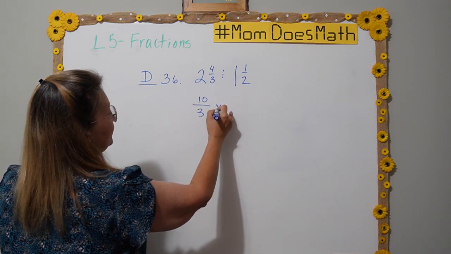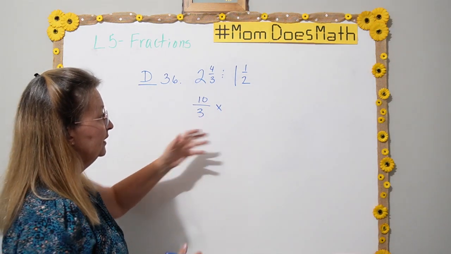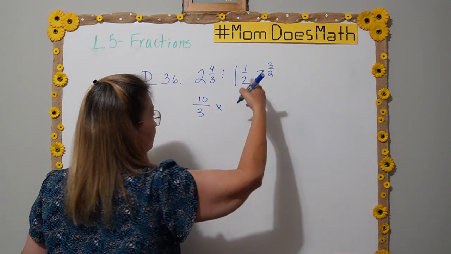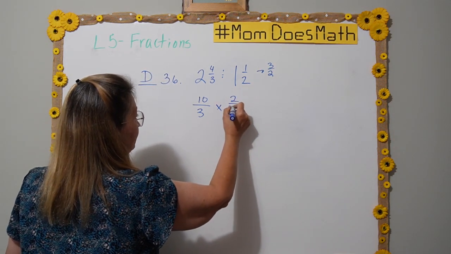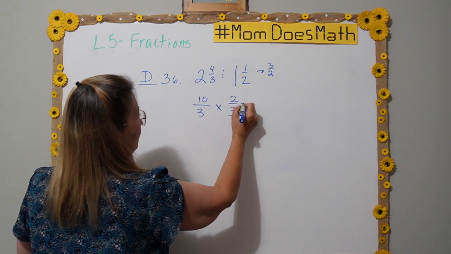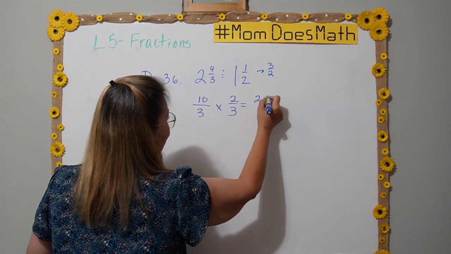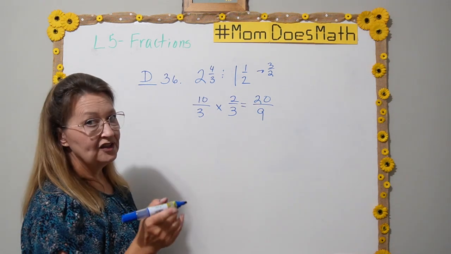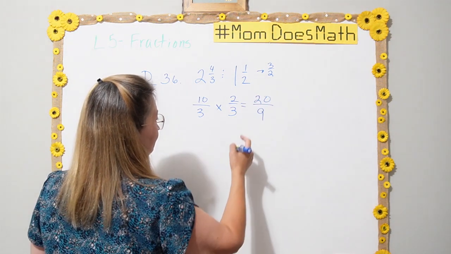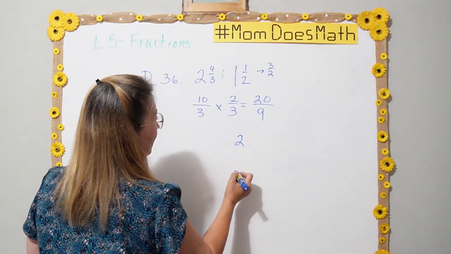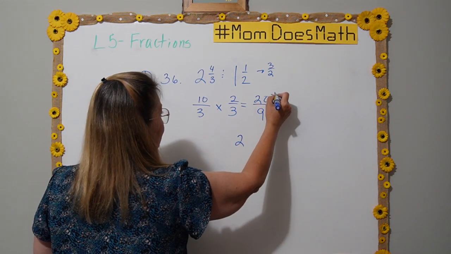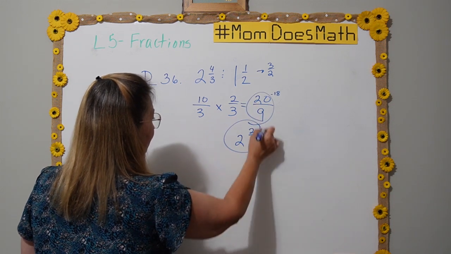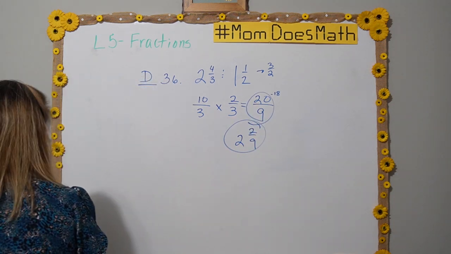All right, I'm going to go ahead and change this to times, and then we'll flip it. 2 times 1 is 2, plus 1 is 3. So this is actually 3 halves, and when I flip it, it's going to be 2 thirds. All right, 10 times 2 is 20, over 3 times 3 is 9. It won't reduce down, but I can change it to a mixed number. How many times will 9 go into 20? 2 times. 9 times 2 is 18, so I'm going to subtract that 18. So you could either put 20 over 9 or 2 and 2/9.